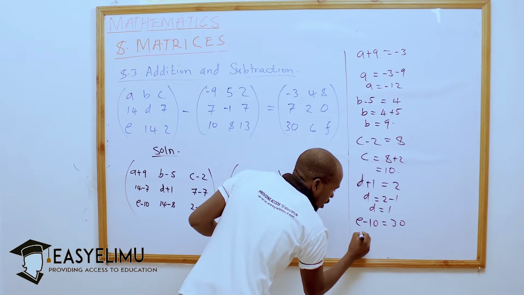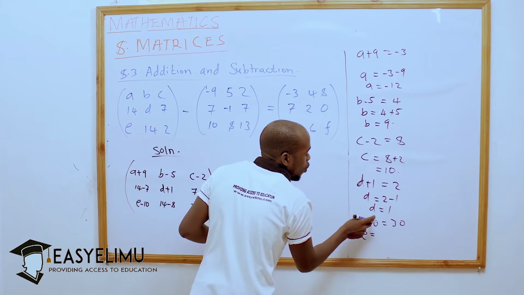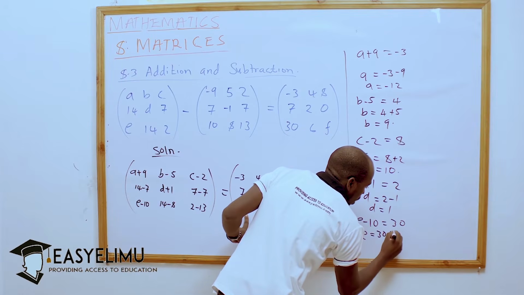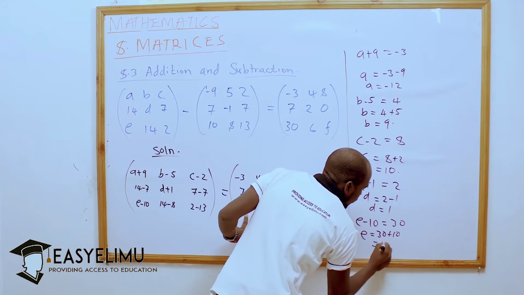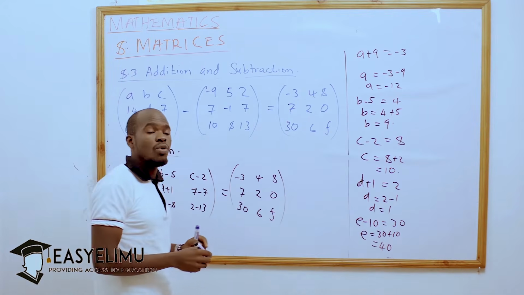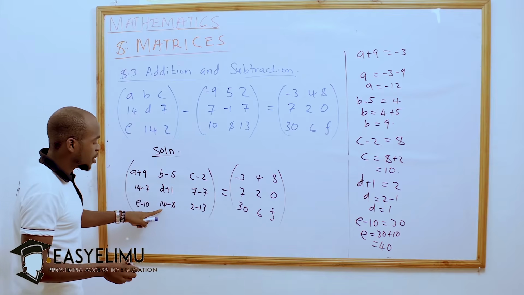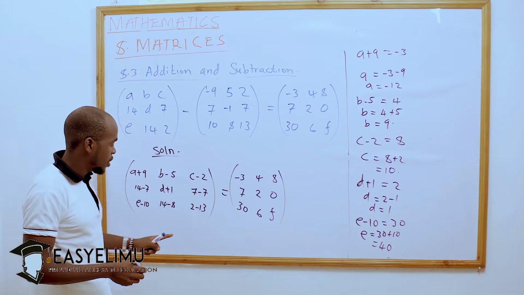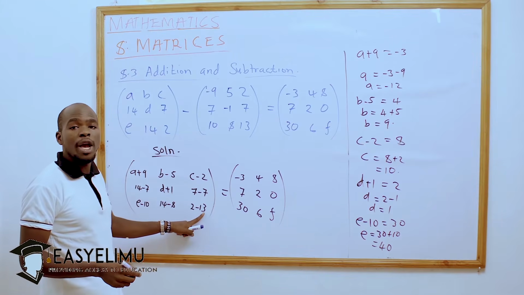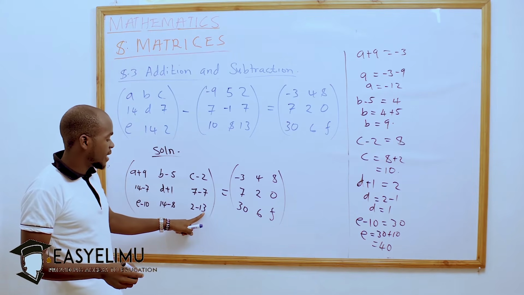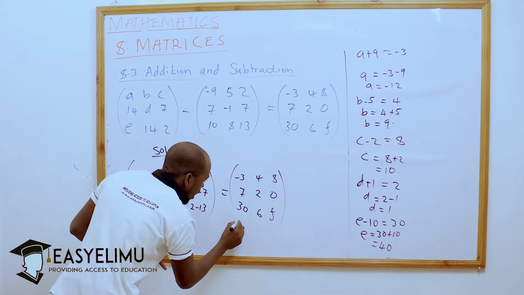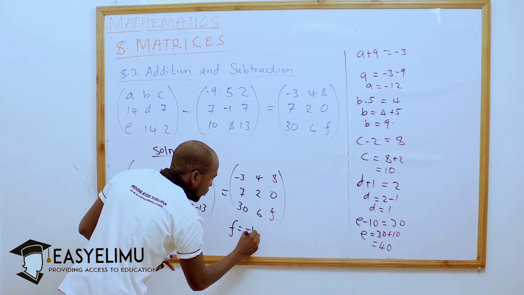So if you need E, you are going to add 10 on both sides, and you will find your answer is going to be 40. So meaning E is equal to 40. 14 minus 8, you will find 6, and the corresponding element is 6. 2 minus 13, we are going to get negative 11, and the corresponding element is F. So meaning that F equals negative 11.